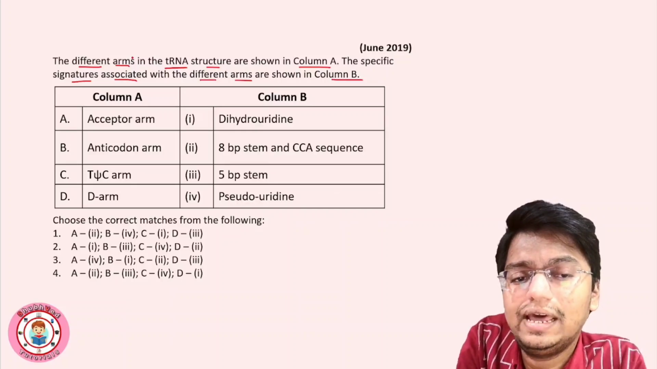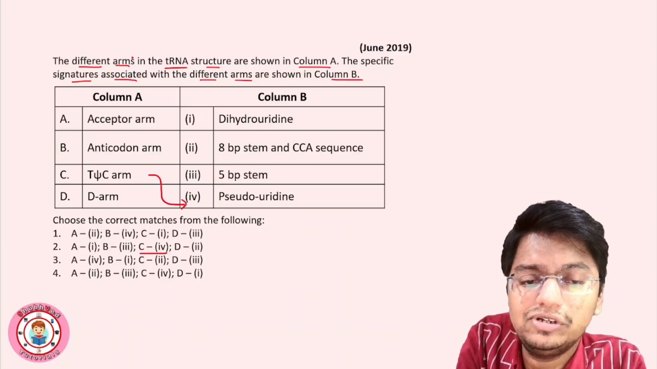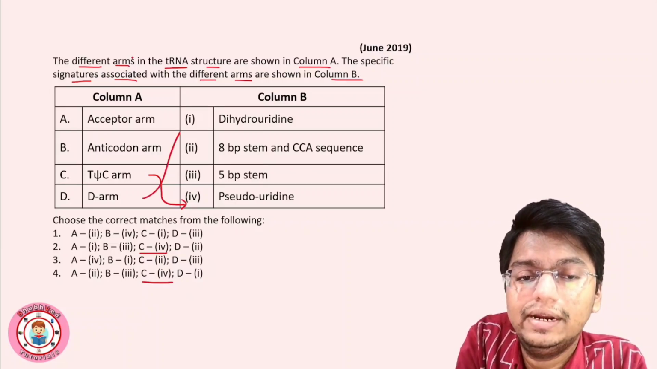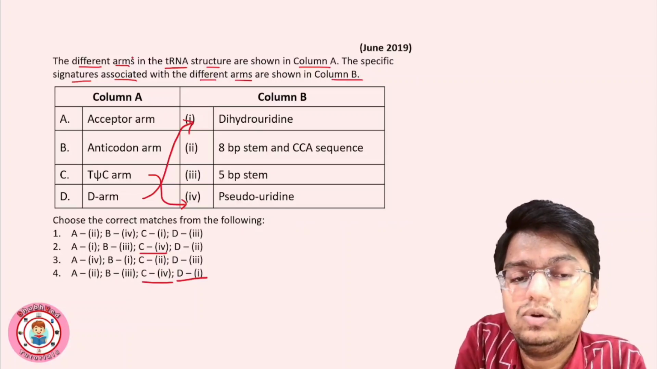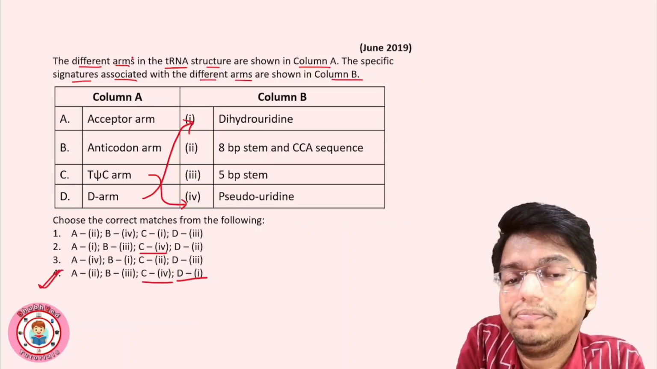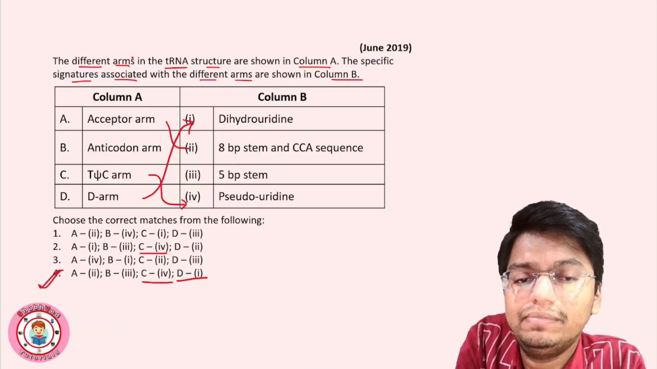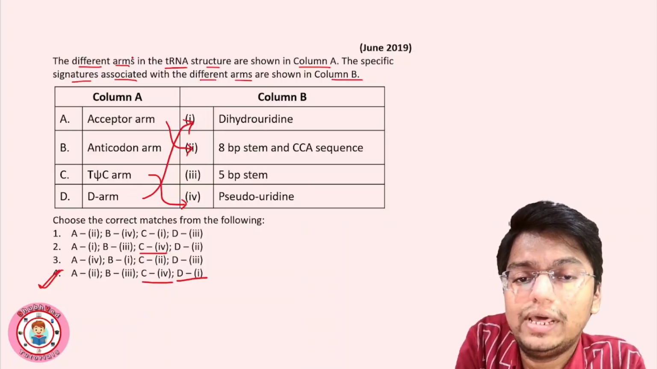See, the T psi C arm consists of pseudouridine. So C4 is present in option 2 and option 4. Then the D arm has dihydrouridine, D1, so option 4 will be the answer. The rest: the acceptor arm has an 8 base pair stem and the CCA sequence, and the anticodon arm has a 5 base pair stem, A2 and B3.